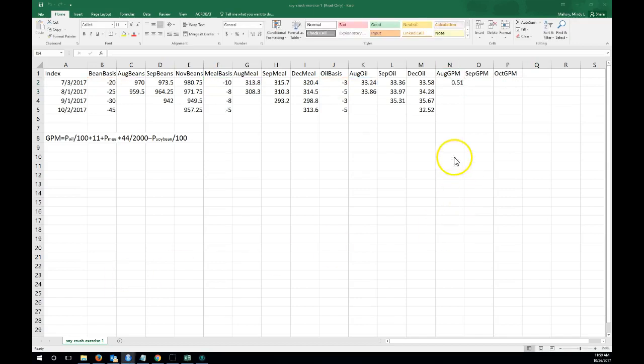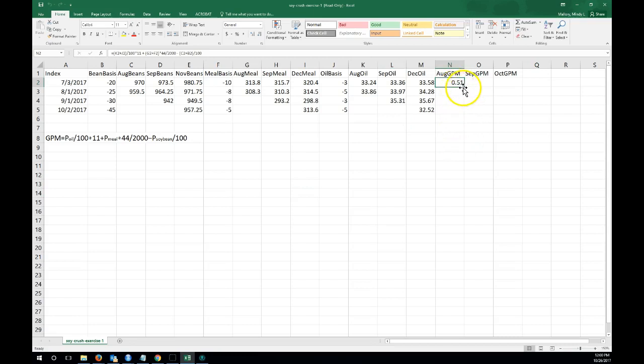Okay, so the August gross processing margin you should get is 51 cents. If you saw a different number there, it was because I had some old basis values that weren't working out very well. Your basis numbers should look like these here. This, and this, and this. Alright, so this is going to calculate our gross processing margin for us.